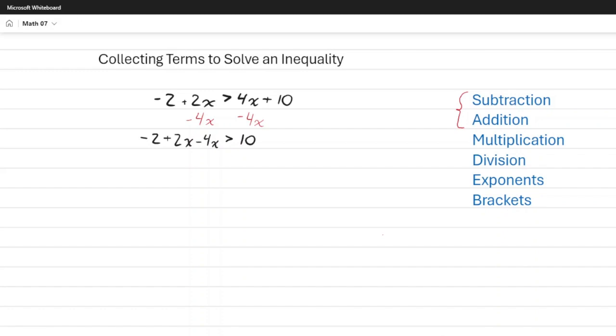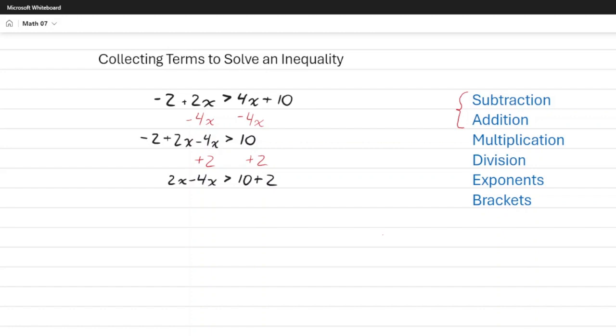Again, what we want to do is make sure that the variable portions are on the same side. For our next step, we're going to get the constants together. You can see we have a negative 2 here, and we're going to move that to the other side. Remember, the opposite will be to add 2 to both sides. We now have 2x minus 4x is greater than 10 plus 2.